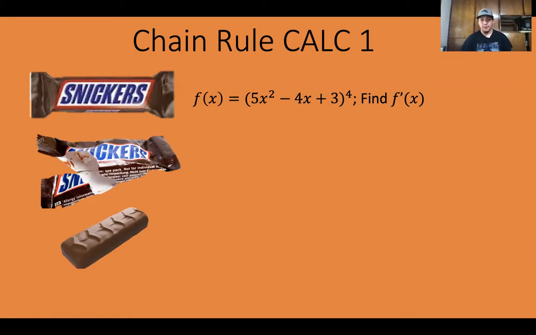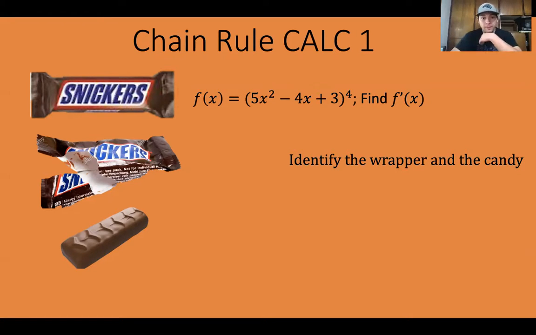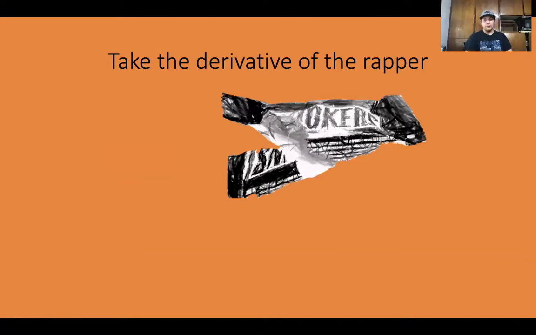So here's our first step. We need to identify what is our wrapper and what is our candy. If we look at our Snickers bar, we can see that our wrapper that is covering our function is that fourth power. So guess what our wrapper is going to be? Our fourth power. Next we need to identify the candy, which is inside the wrapper. We've already talked about it. It's going to be 5x squared minus 4x plus 3, because that is what's inside our wrapper, our Snickers bar.